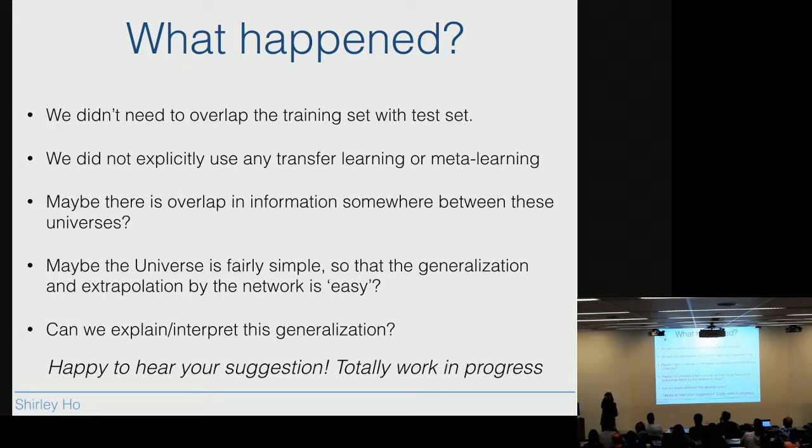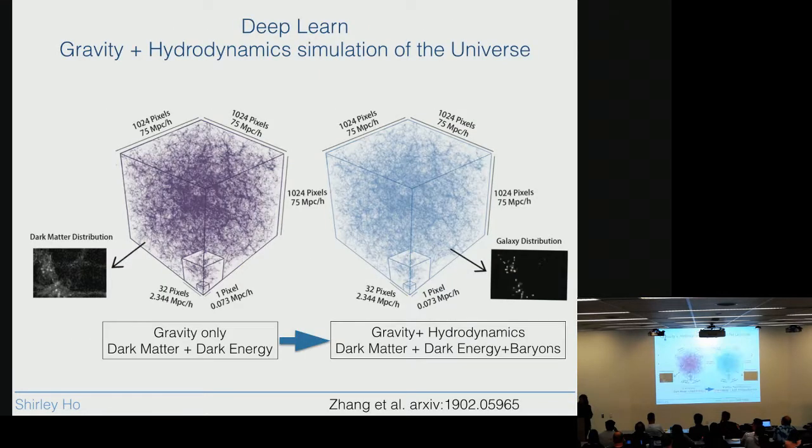We work with people like Stefan Mallat to try to understand why a network works to extrapolate outside the training set's inherent distribution. So we don't know the answer though. Can we explain or interpret this generalization? It's totally work in progress, but I will talk about this work for like 20 minutes tomorrow.